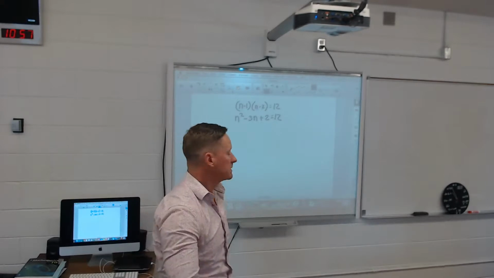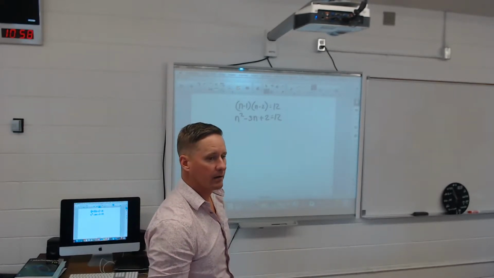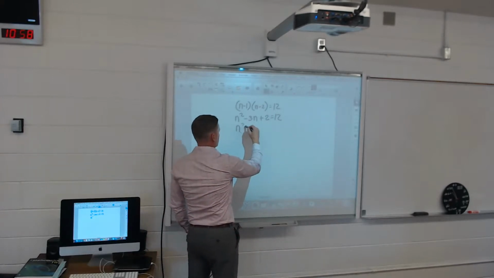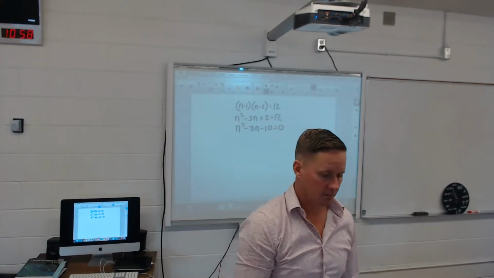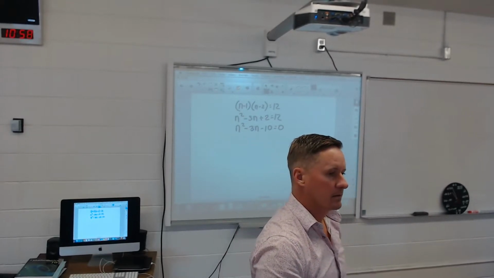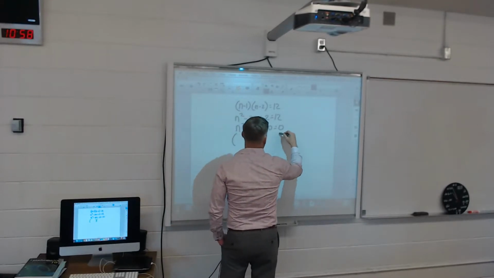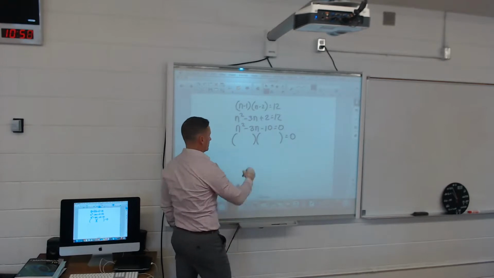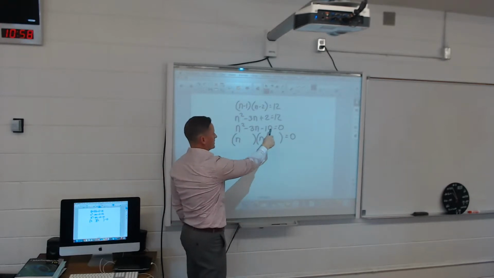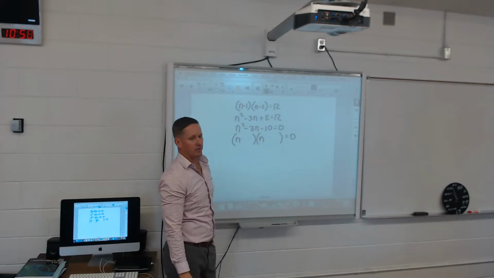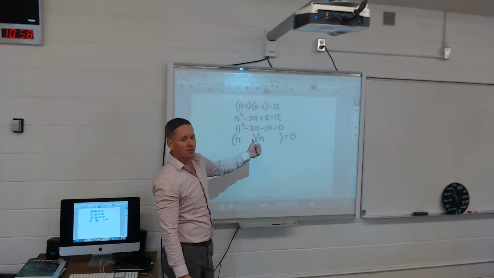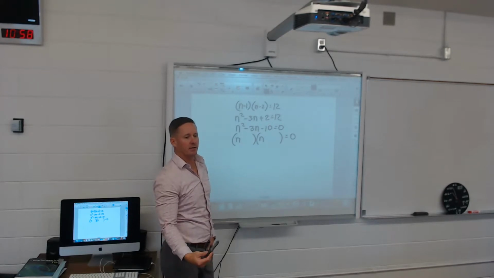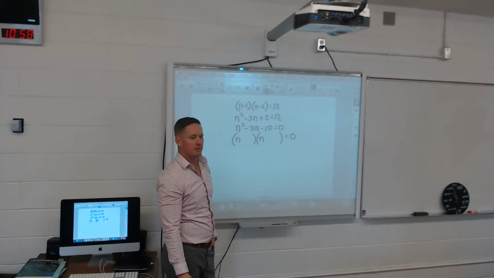Sit quietly, please. So at this point, I gotta get it equal to 0, right? Okay, can you go from there? Now you're factoring. What are the factors of N squared? And what are the factors of negative 10 that add to give you negative 3? Negative 2 and 5. In these questions there'll be no factoring with A values that aren't 1. Then negative 5 and 2.